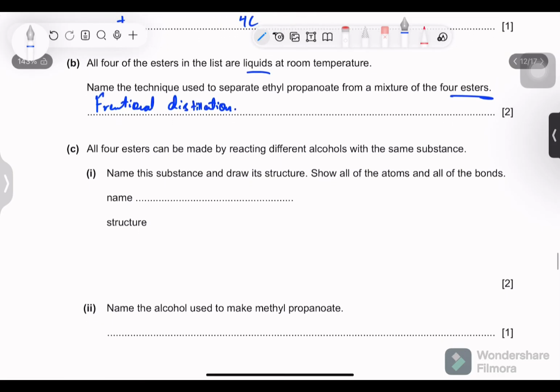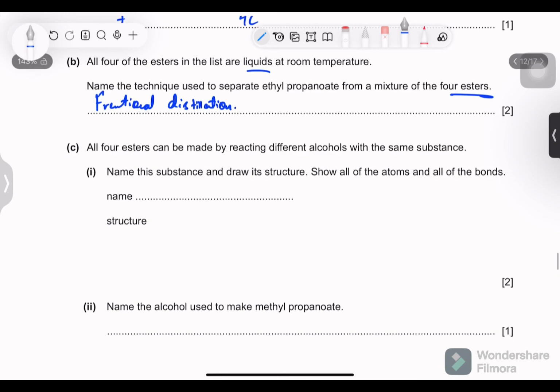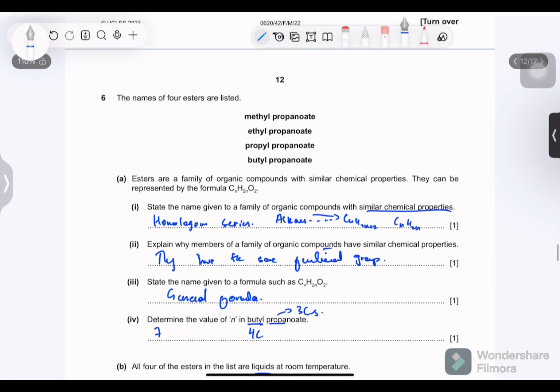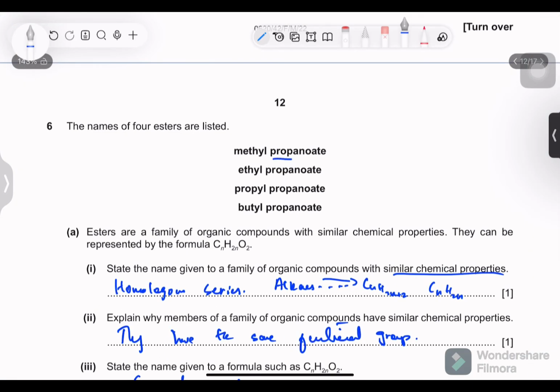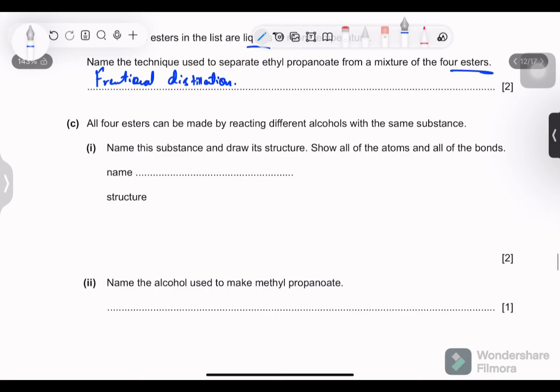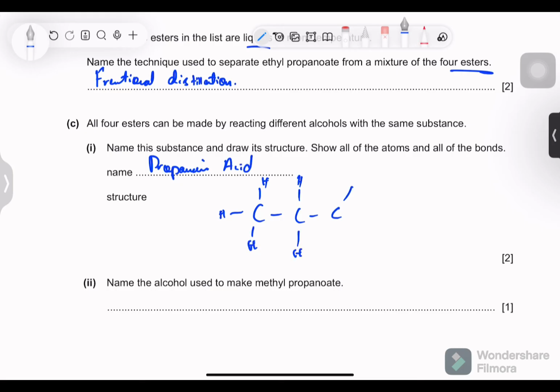All four esters can be made by reacting different alcohols with the same substance. Name this substance and draw its structure. Show all of the atoms and all of the bonds. So all four esters might have something common. Yes, the acid part is always propanoate, which means that it is propanoic acid. The structure for propanoic acid has three carbons, all the bonds, and the functional group COOH.